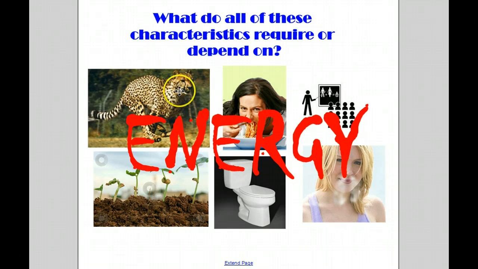So the first one represents movement. We all move to some degree. We need some sort of energy to eat, digest our food, and get energy out of it. This one represents reproduction. All living things reproduce in some way. And we all grow, so we aren't the same size as we were when we were born. So this represents growing. This one, I think you can probably guess, represents excretion. We all, as living things, need to be able to get rid of wastes.